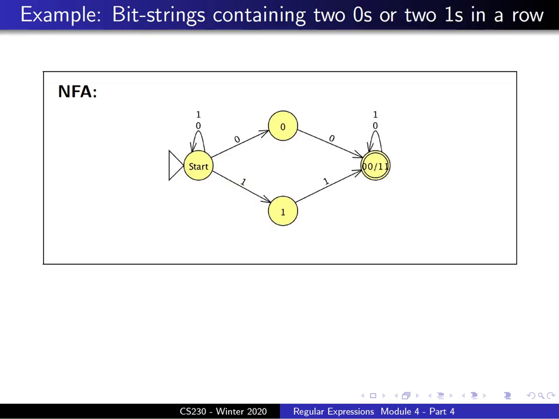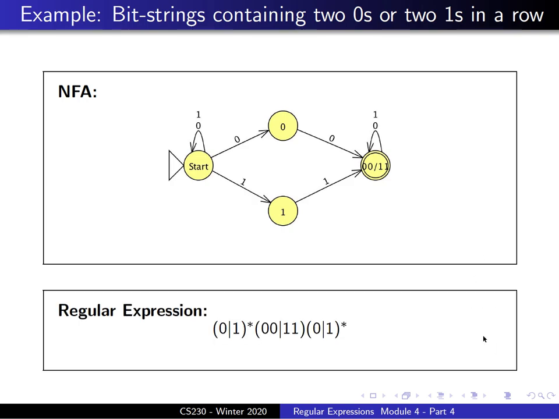Here's another example where we have bit strings containing either 2 zeros or 2 ones in a row. Again, there's the NFA that would recognize a valid string in this case. And we can take a look at the regular expression that would basically match up with this particular NFA. Again, we have this idea of 0 or 1 repeated as many times. It could be 0 times, but it could be repeated many, many times before the key part of what we want to recognize, which is we see 2 zeros in a row, or we see 2 ones in a row.